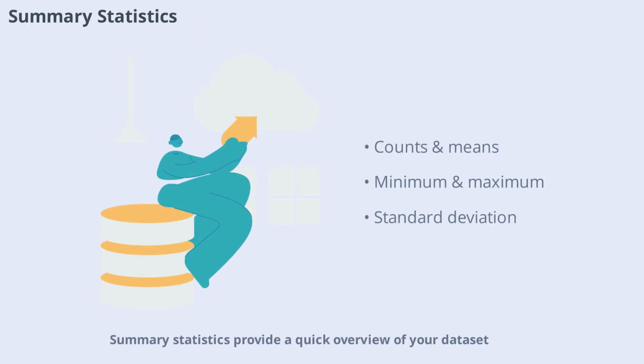Summary statistics provide a quick overview of your dataset. These include counts, means, medians, minimums, maximums, and standard deviations for each variable. By reviewing these statistics, you can spot potential issues such as unexpected values or inconsistencies and gain a better understanding of your data's overall structure.